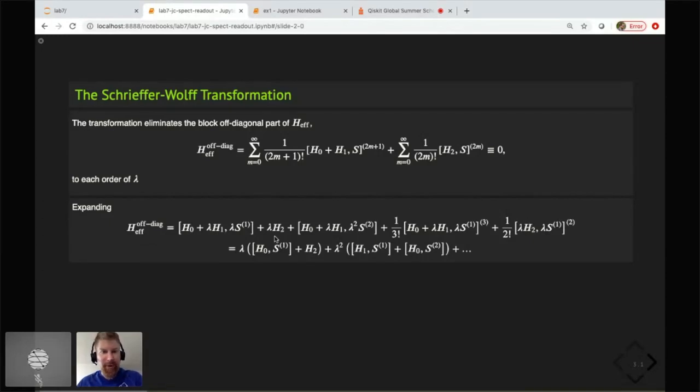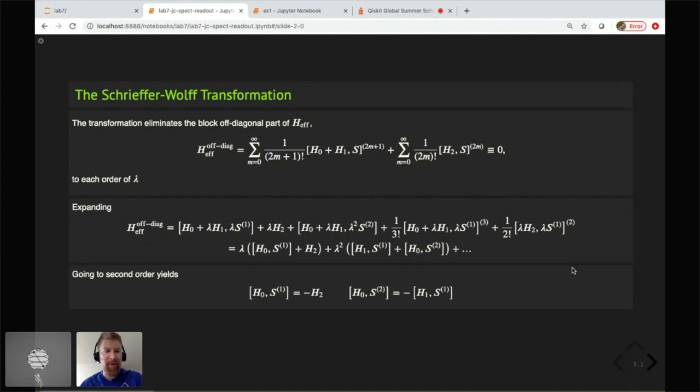Okay, so that's a lot of terms right there, but luckily most of them we can throw away because they're higher than second order. And so when we collect the terms together, we get a simpler equation. And then we just have two terms in this lambda term and two terms in this lambda squared term. So this is pretty easy to deal with to second order. And what that means is, because these off-diagonal terms need to go away, we can set each of these equal to zero identically. And that means that H0 commuted with the first order Taylor term of S is minus H2. And likewise, the commutator of H0 with the second order term of the Taylor expansion of S is equal to minus H1 commuted with the first order Taylor term of S.